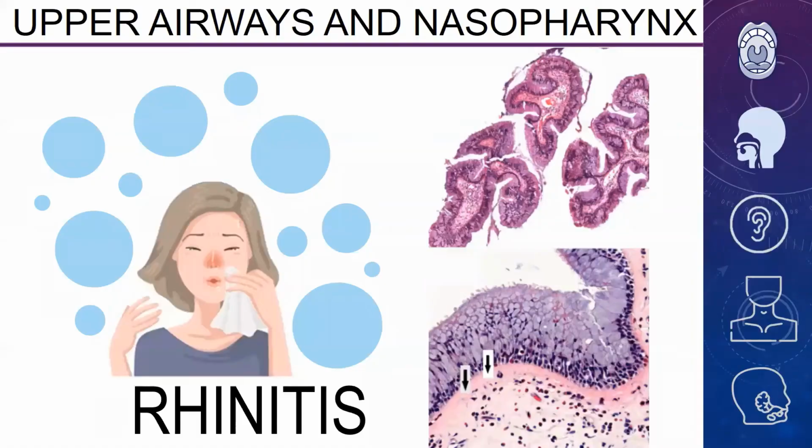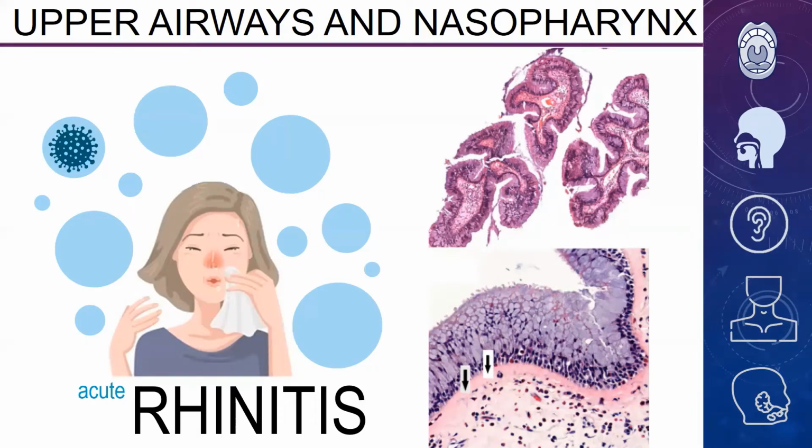Next, we have the upper airways and nasopharynx. Infectious rhinitis, also known as the common cold, is caused by one or more viruses. Major offenders are your adenoviruses, echoviruses, and rhinoviruses, all of which evoke a profuse catarrhal discharge. During the initial acute stages, the nasal mucosa is thickened, edematous, and red. The nasal cavities are narrowed and the turbinates are enlarged.